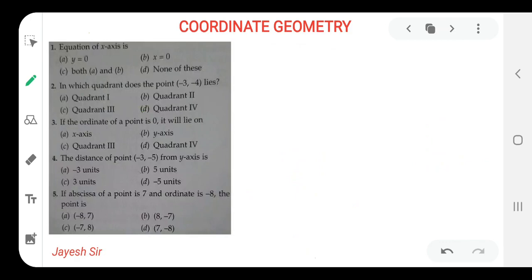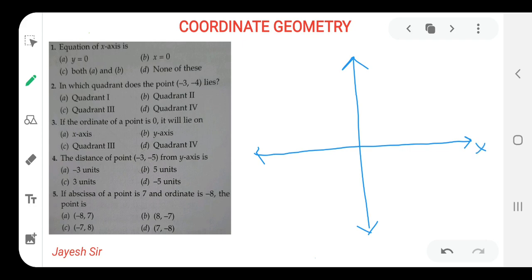So now let us begin with the next type of MCQ. Equation of x-axis. First, let us draw the Cartesian coordinate system. Here it is x dash, y dash, and y, and here is the origin O. The equation of the x-axis is one in which only the x coordinate is there and the y coordinate is not there. That means at that time the y coordinate would definitely be 0.